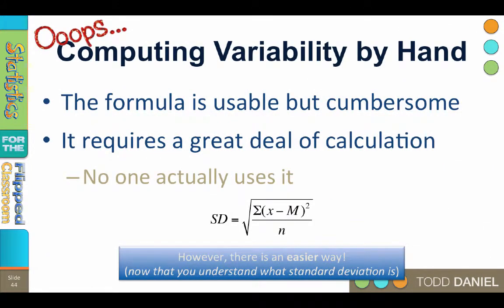As I said, the first thing that you need is a new formula. I've given you this definitional formula that we used to understand the relationship between the sum of squares, variance, and standard deviation. It is a perfectly serviceable formula, but using it is cumbersome, and it requires a great deal of calculation, so no one actually uses it when calculating variability by hand. However, there is an easier way.